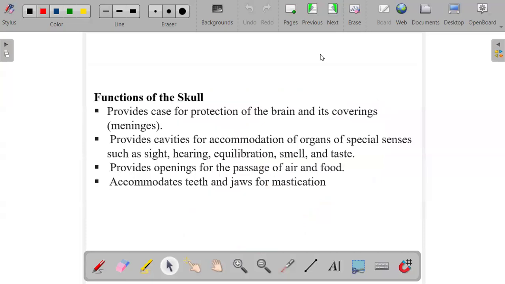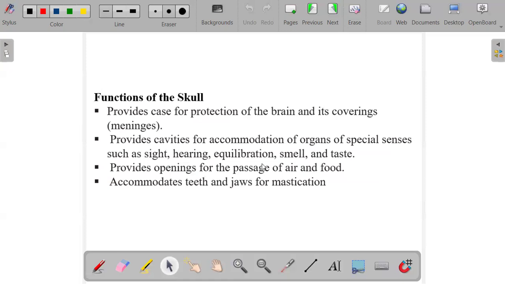Okay, so these are some of the functions. You find that the skull provides a case for protection of the brain and its coverings, which is the meninges. It also provides cavities for accommodation of organs of spatial senses such as sight, hearing, equilibration, smell, and taste. So it houses all these. It provides openings for the passage of air and food. It also accommodates the teeth as well as the jaws for mastication. So it also helps in mastication.